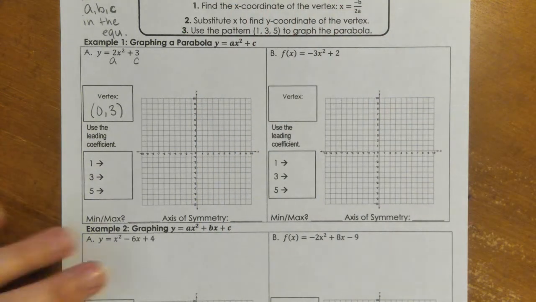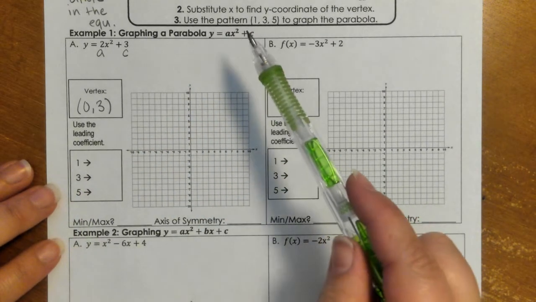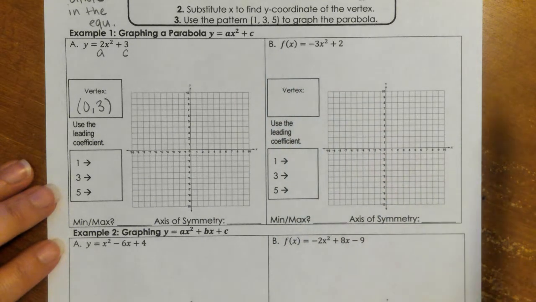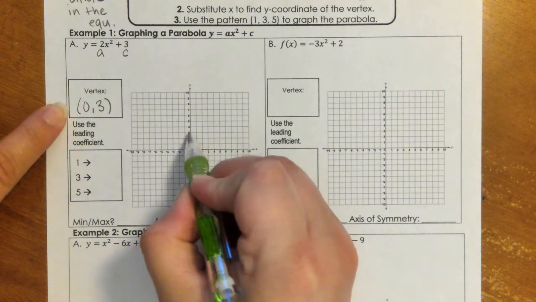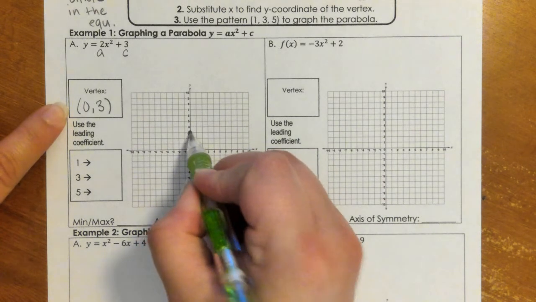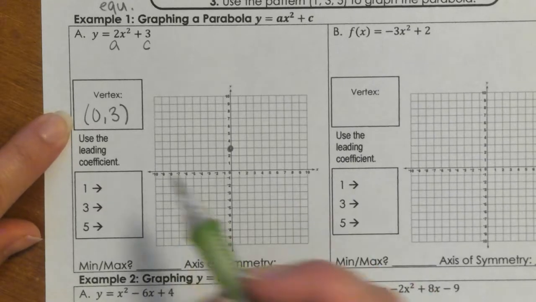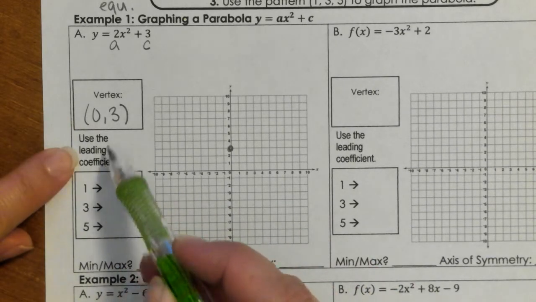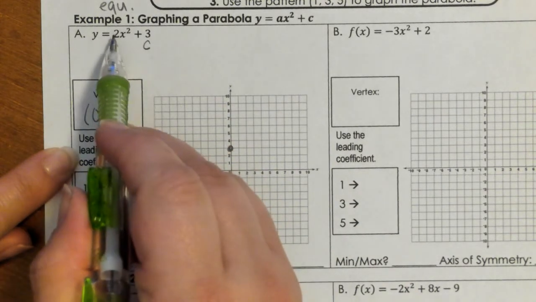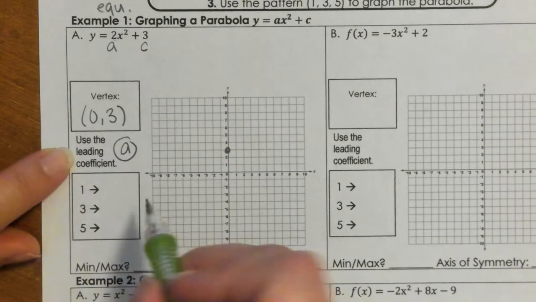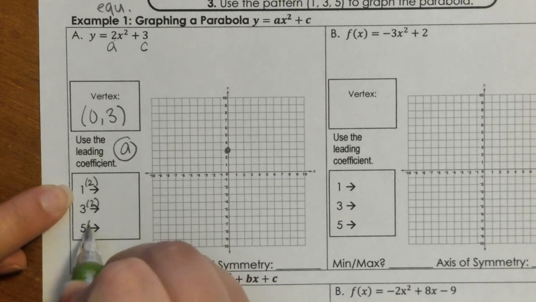Now I'm going to zoom in a little bit. It says that we want to use the pattern 1, 3, 5 to graph the parabola. So first, I'm going to graph that 0, 3. So here is 0, up 3. Then it says use the leading coefficient. That is your a value. So whatever a is, that's your leading coefficient. So the 2. I take the 2 and I multiply it to each one of these.